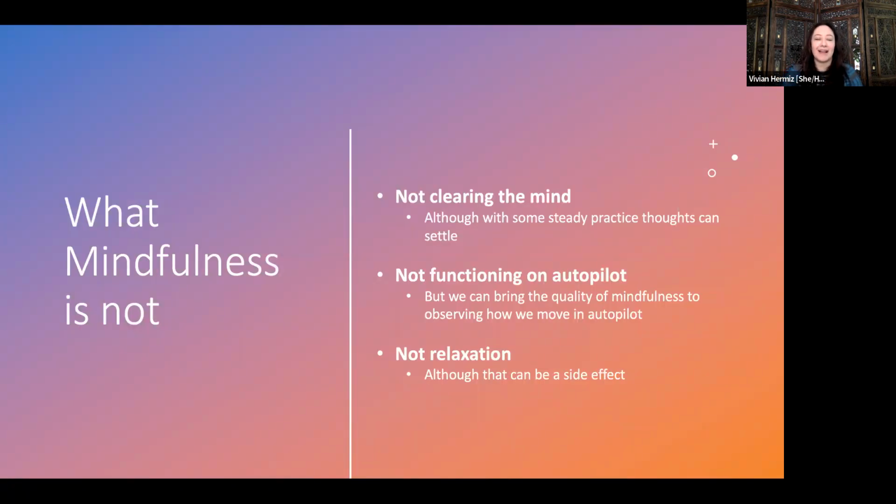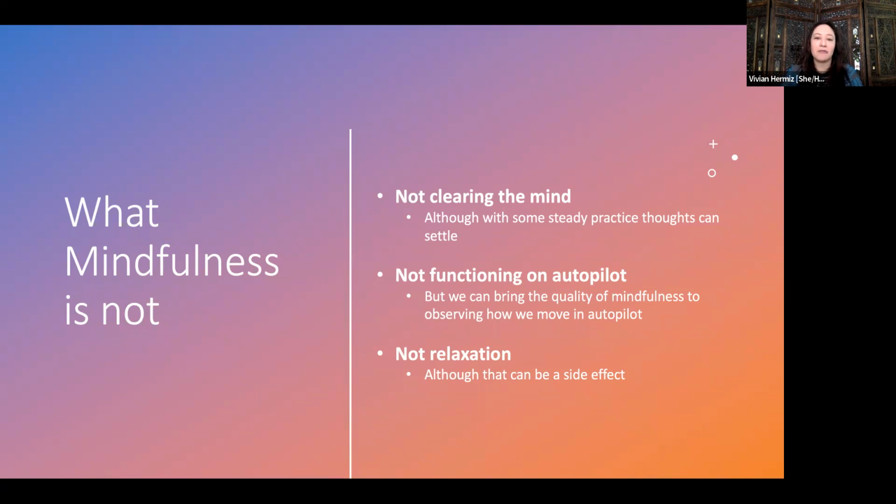So what mindfulness is not, and I share this slide as a disclaimer on the preconceived ideas that people have around meditation and mindfulness. It's not about clearing the mind, although with some steady and consistent practice, you can develop a settled mind and larger periods where there's a certain amount of restfulness that you can experience, even if it's a couple of seconds. And as you progress in your practice, it can be more and more.